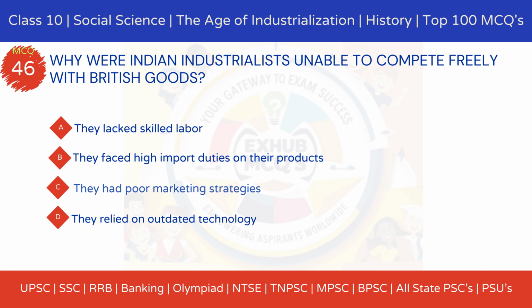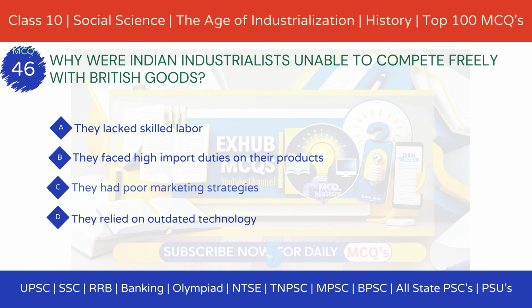MCQ 46. Why were Indian industrialists unable to compete freely with British goods? Option A, they lacked skilled labor. Option B, they faced high import duties on their products. Option C, they had poor marketing strategies. Option D, they relied on outdated technology.